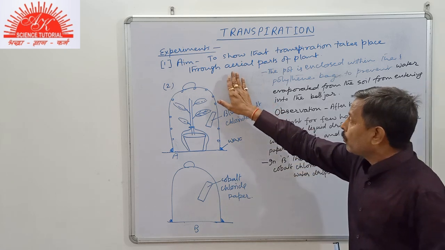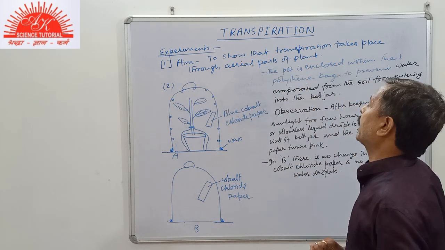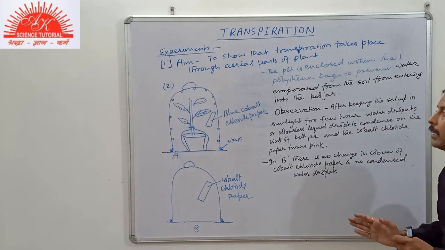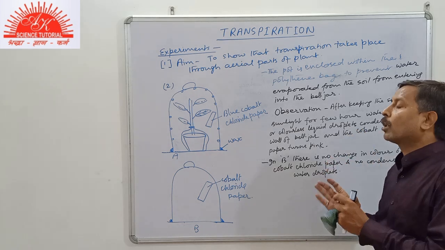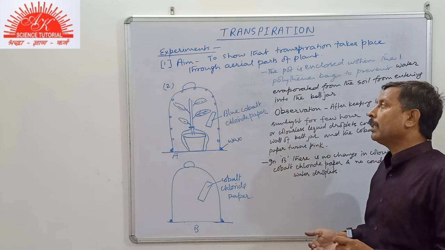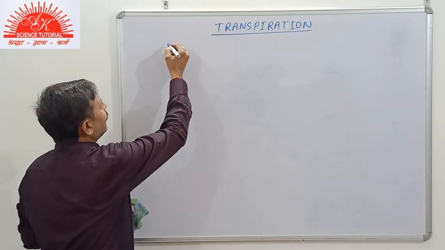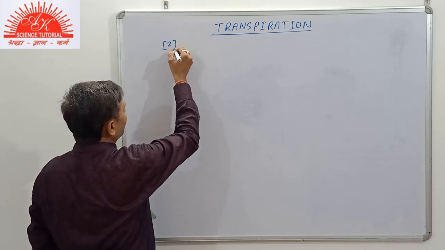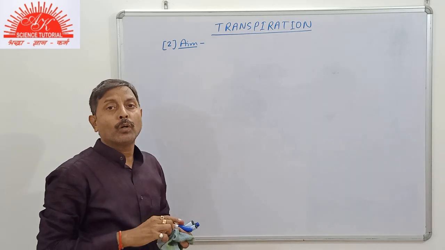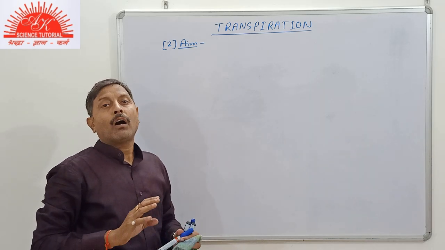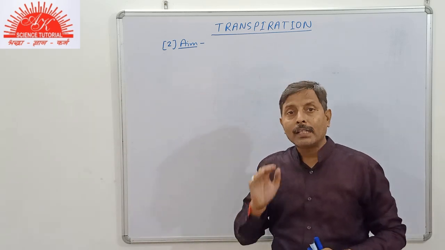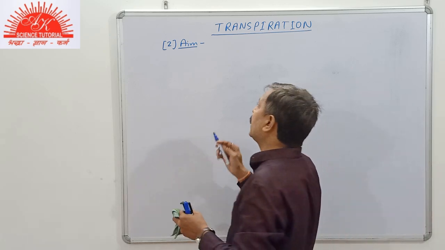Clear, student? So we have studied the first aim of the experiment, that is to show that there is transpiration taking place through aerial parts of the plant. Now we will study another aim of the experiment. The next aim is to show that there are more stomata on the lower surface of a dorsiventral leaf, or there is more transpiration taking place from the lower surface of a dorsiventral leaf.